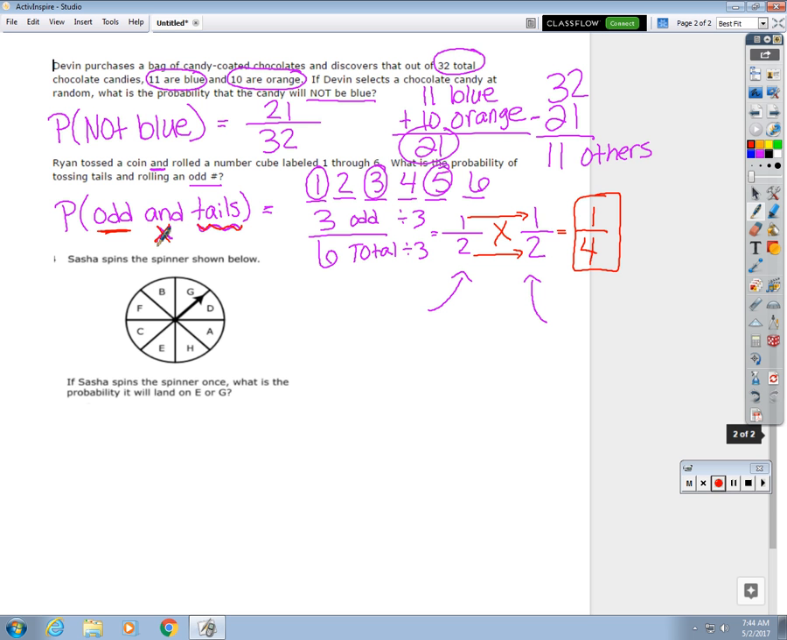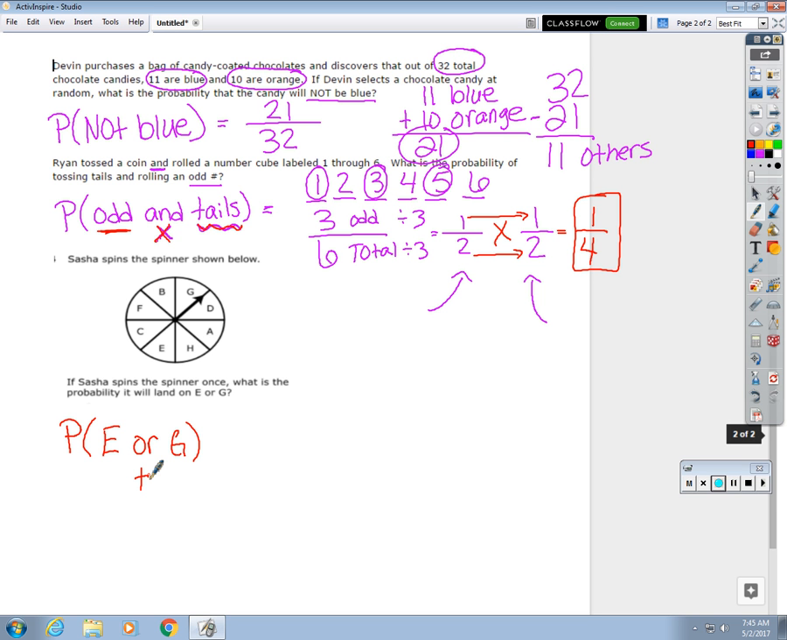Okay, last example. Sasha spins the spinner shown below. If Sasha spins the spinner once, what is the probability it will land on E or G? So our probability is that we want to land on E or G. Since we have the word or, we're going to add those two things together. That's a little different from the previous example. With the word and, we multiplied. But we had the word or, so we're going to add the two things together.